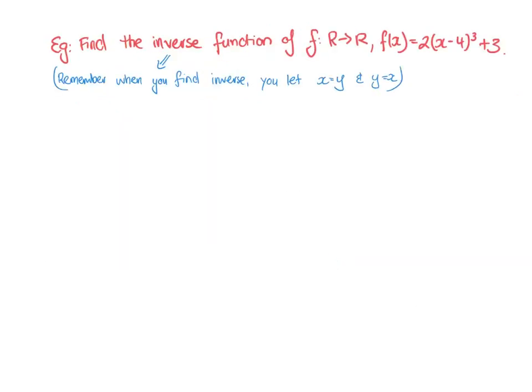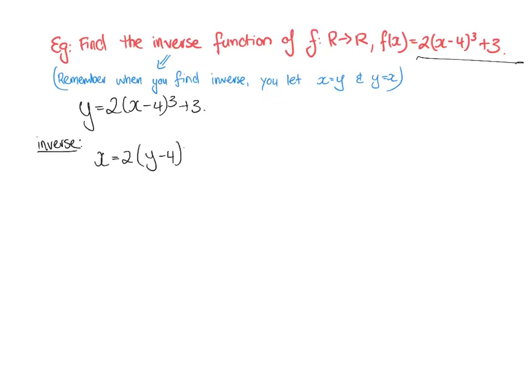Okay, so our last example is find the inverse function of this cubic, 2 outside the brackets of x minus 4 to the power of 3 plus 3. So if you remember back when we did inverse, what you have to do is you let x equal y and y equal x. So originally the question has this. And now when we're doing the inverse, you swap them round. So I'll put x equals 2 times y minus 4 cubed plus 3.